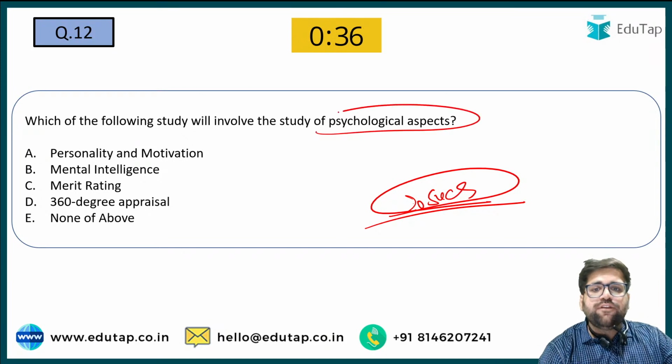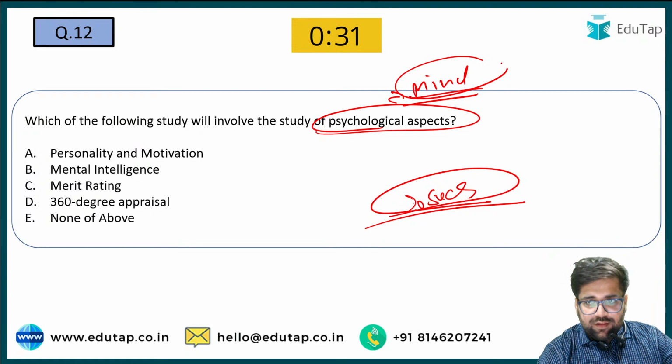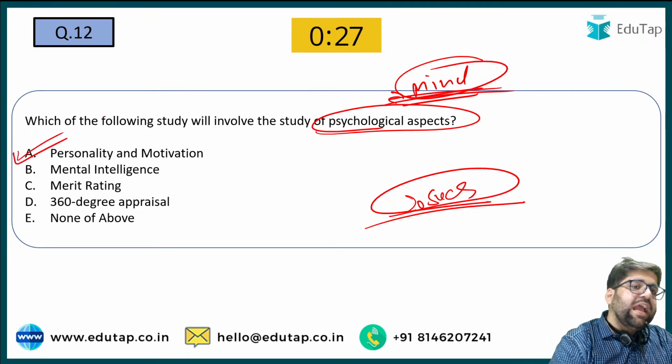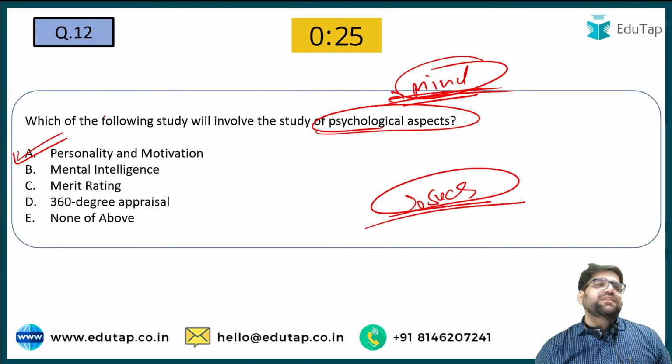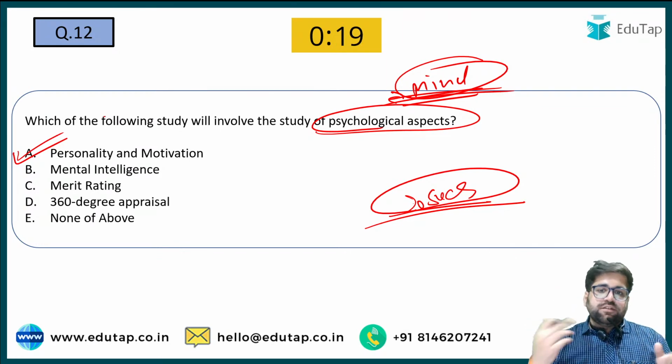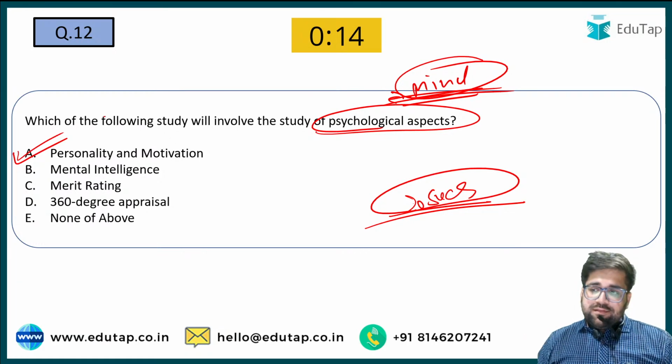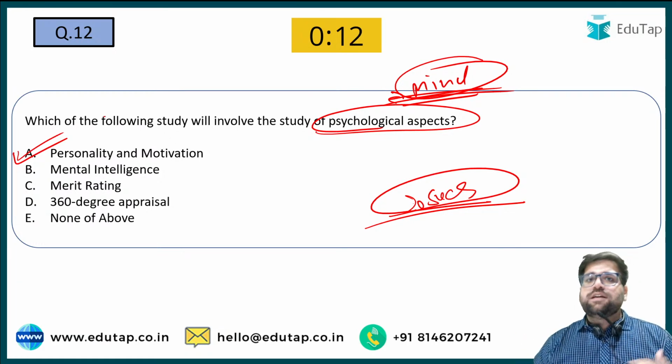What is the literal meaning of psychological aspect? It means with mind, something which is related to your mind. So yes, the correct answer will be personality and motivation, my friends. Under personality, we have just seen how Johari windows work. So under Johari windows, you have to understand that it is also a cognitive process, psychological process, because you have to think from your perspective and think from the other side as well.